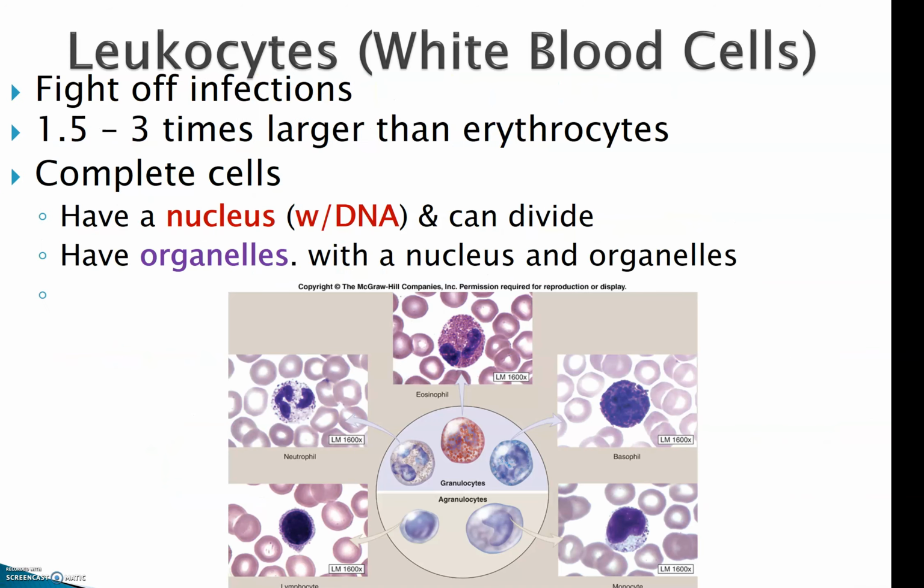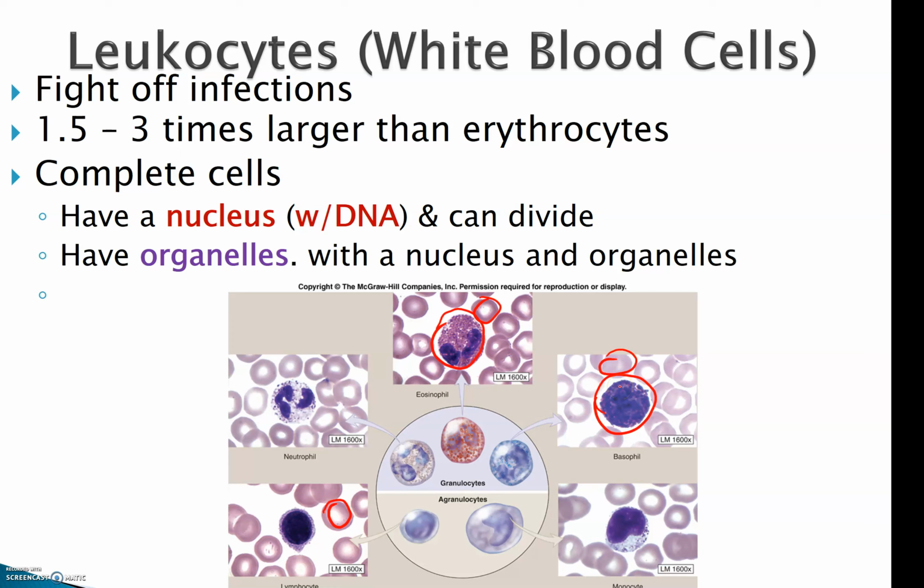So, leukocytes are the fancy way to say white blood cell. They're larger than a red blood cell. So here's an eosinophil. There's this red blood cell next to it. It is humongous. Here is a lymphocyte. It's still about 1.5 times the size of a red blood cell. Here's a basophil. It's 3 times the size of a red blood cell.